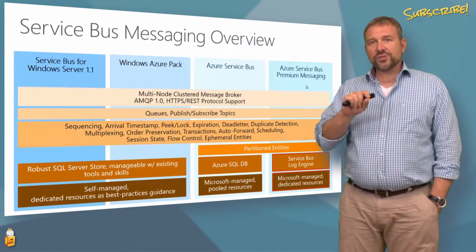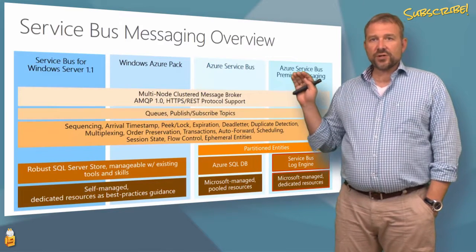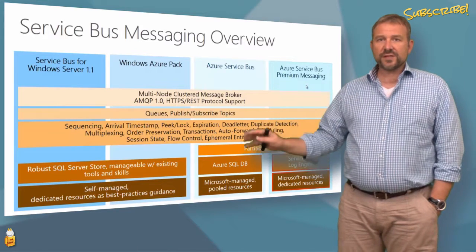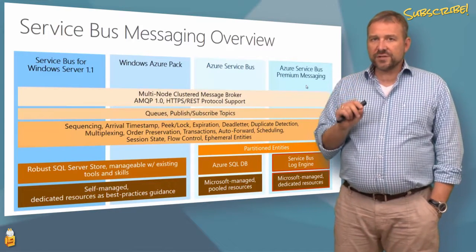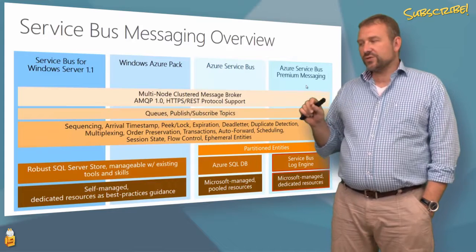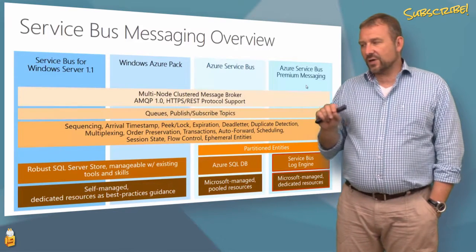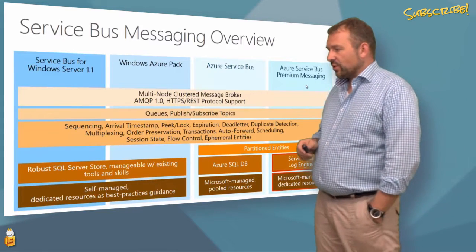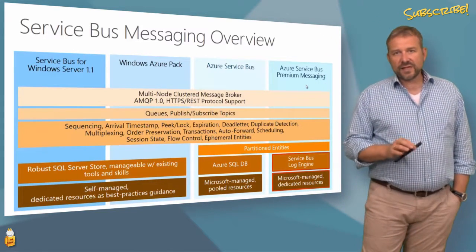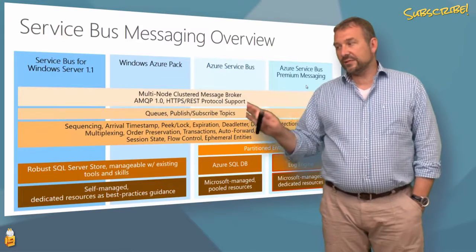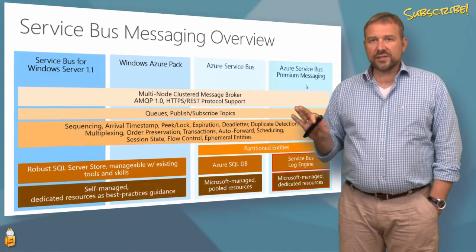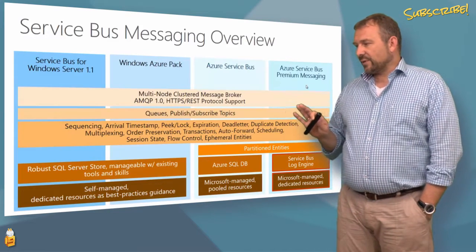The queues and the publish and subscribe topics are consistently available between Service Bus for Windows Server and Azure Service Bus. There are some small differences in terms of capabilities between the two, but most of the capabilities are available across all of them, including that AMQP 1.0 support. One thing that's not available is partitioned entities, not available in Service Bus for Windows Server, and what that means I'm going to explain a little bit later.